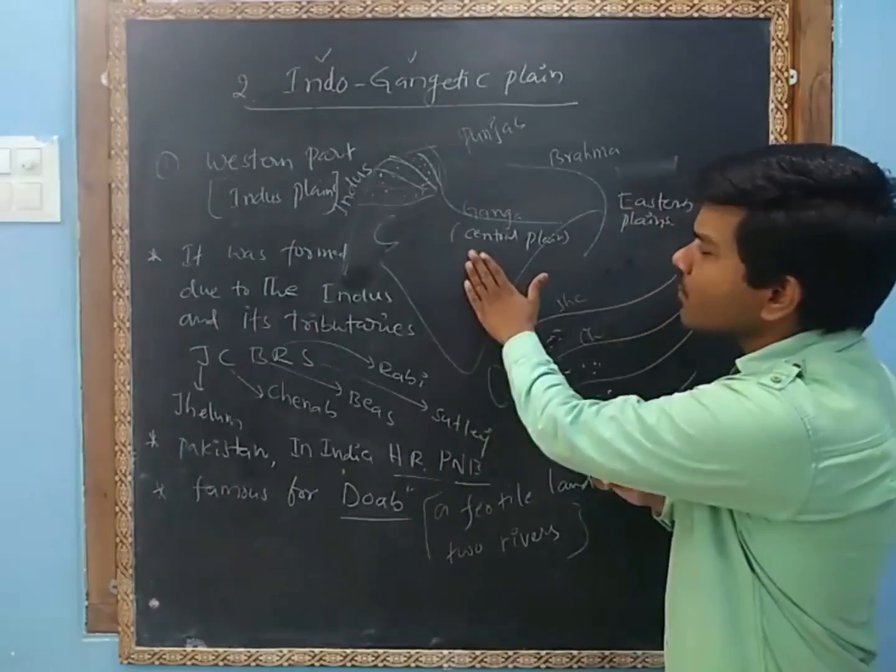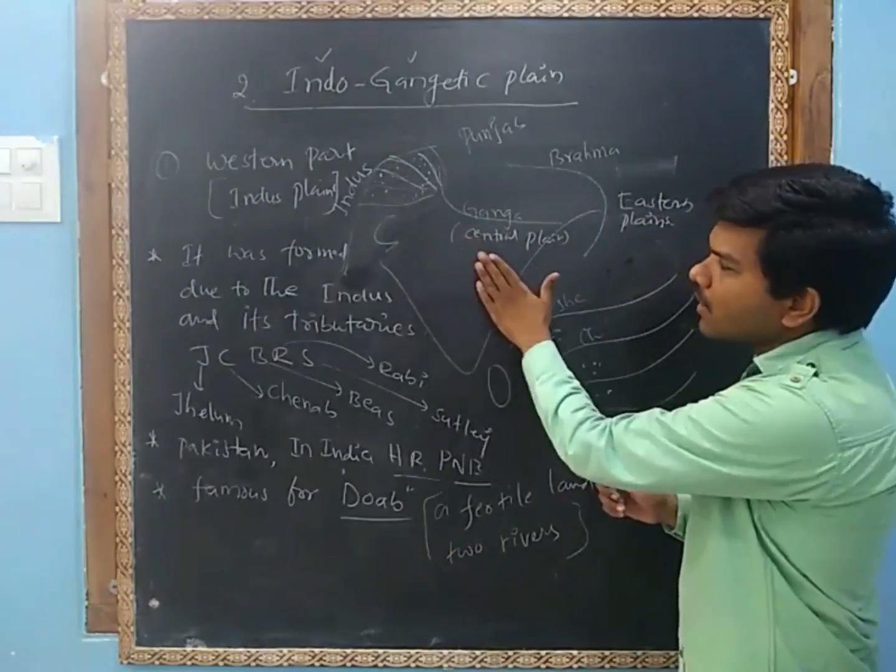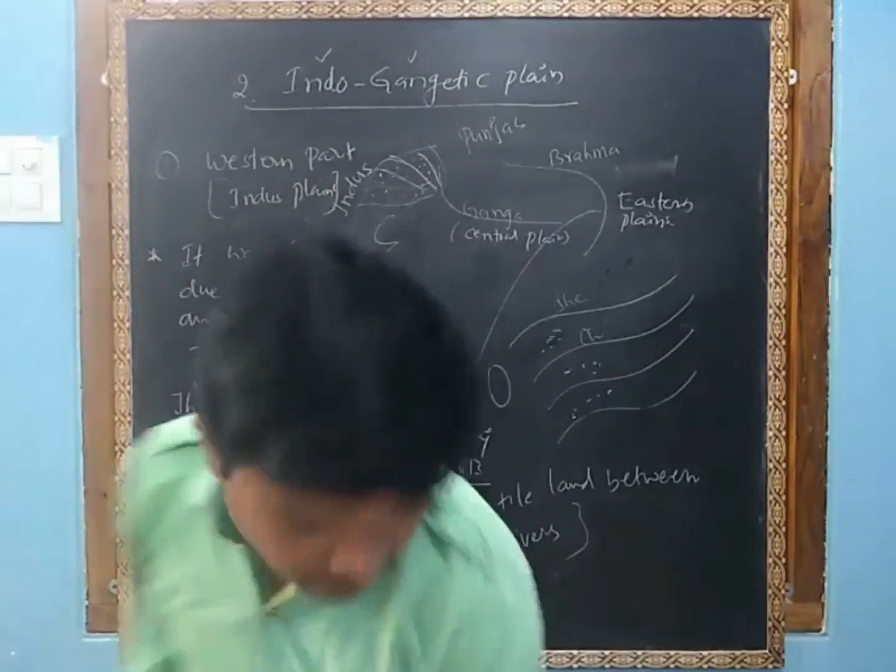Next, let us go to the central plain. So this is the western part. Now let us go to the central plains.